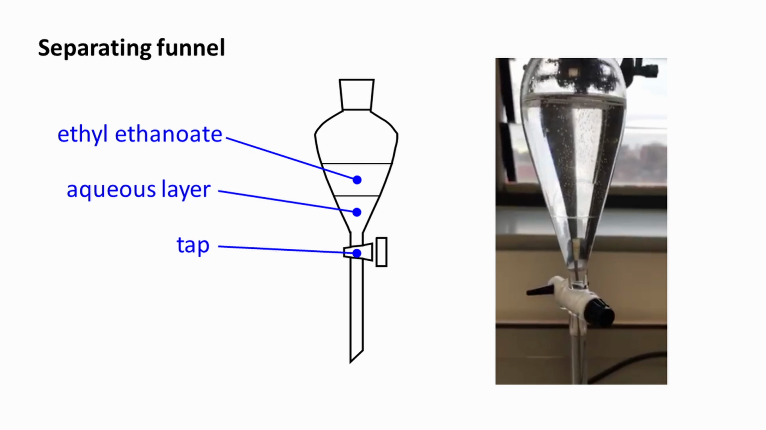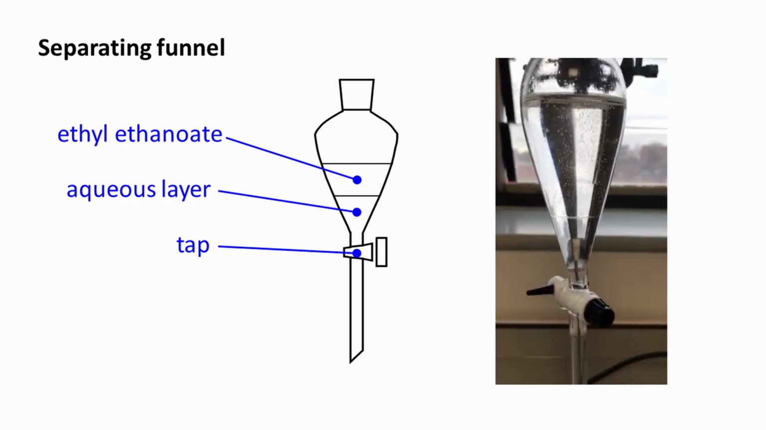If you look closely at the photograph, you should be able to make out the boundary between the 2 layers. You might also see bubbles in the upper layer. These are carbon dioxide gas. This is produced when carbonate ions from the aqueous sodium carbonate react with any acid that remains at the end of the reflux, sulfuric acid in this case.